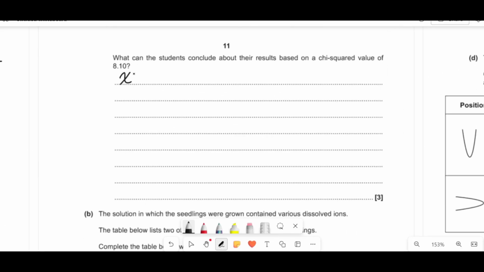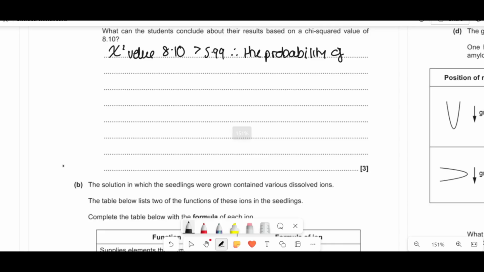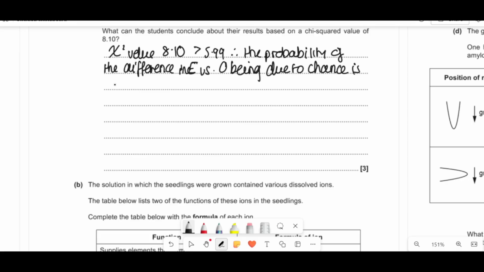So then we can start by saying that the chi-squared value of 8.10 is greater than, and you need to make it clear, 5.99. Therefore, the probability of, and then we need to figure out what it is that they're saying. What's the p-value testing? The p-value is testing the difference between the expected and the observed direction. So you will say that, or just say the results, that's not helpful. The probability of the difference in expected versus observed, I'm just going to write E versus O for short, you obviously write the whole thing, the probability of the difference in E versus O being due to chance is less than 0.05 or 5%.